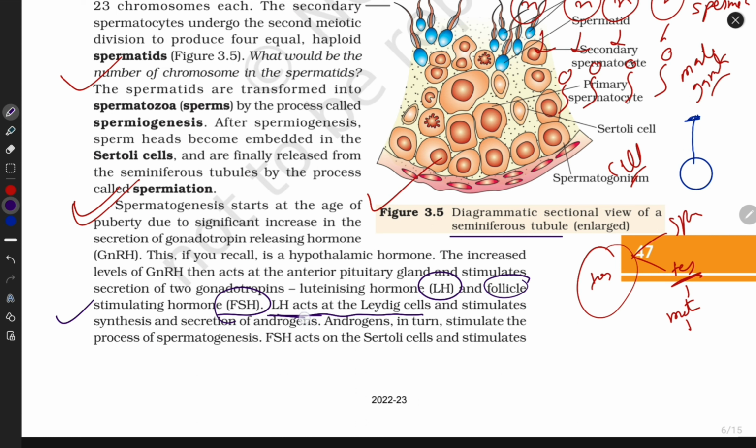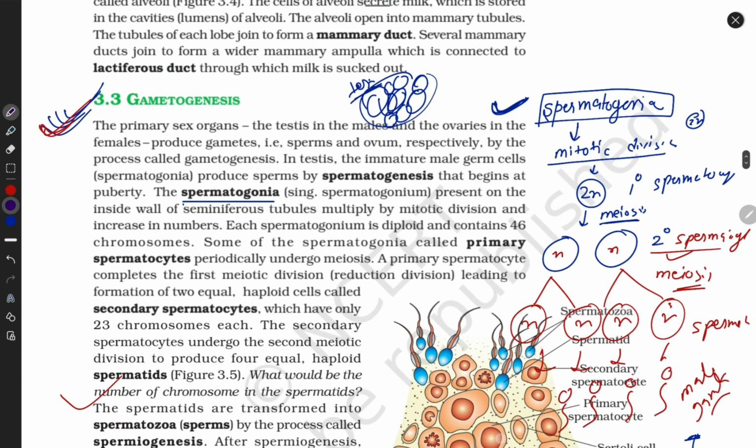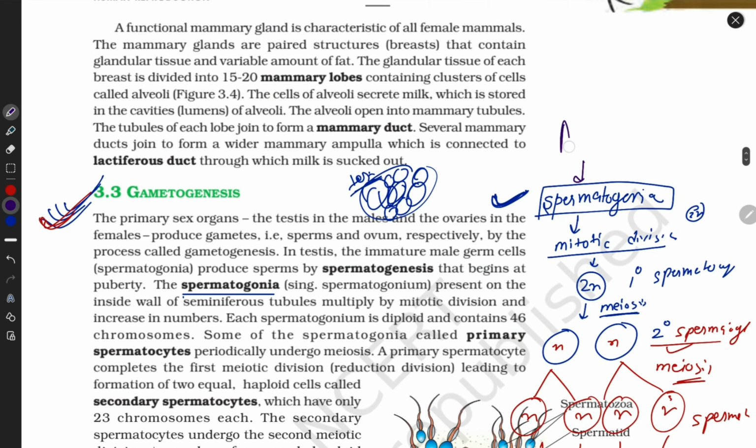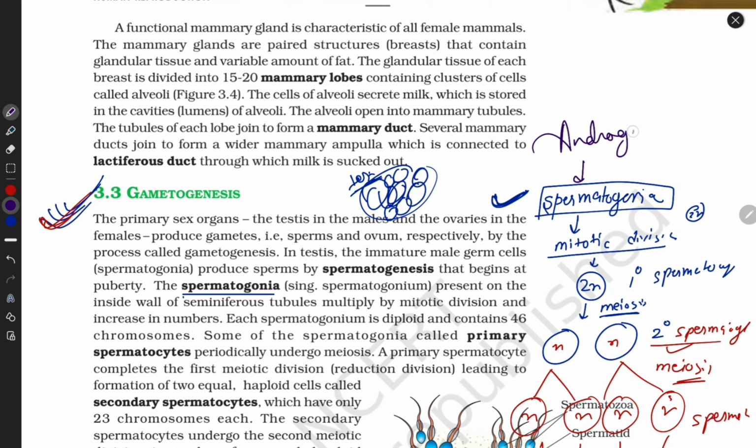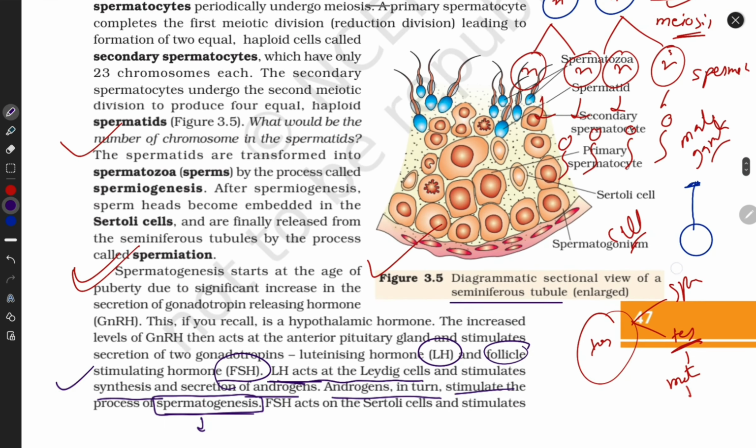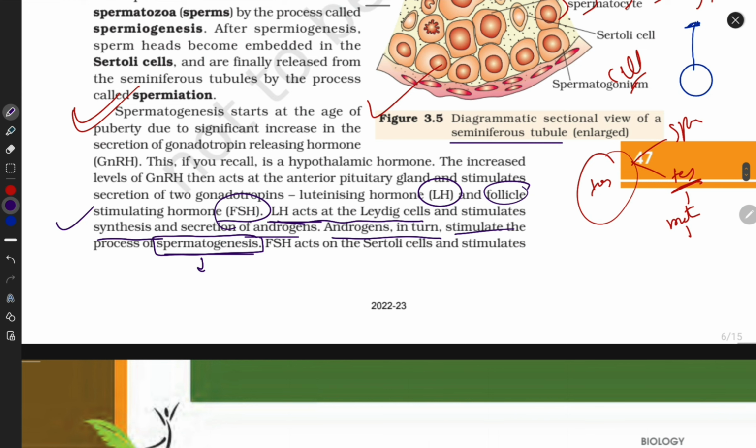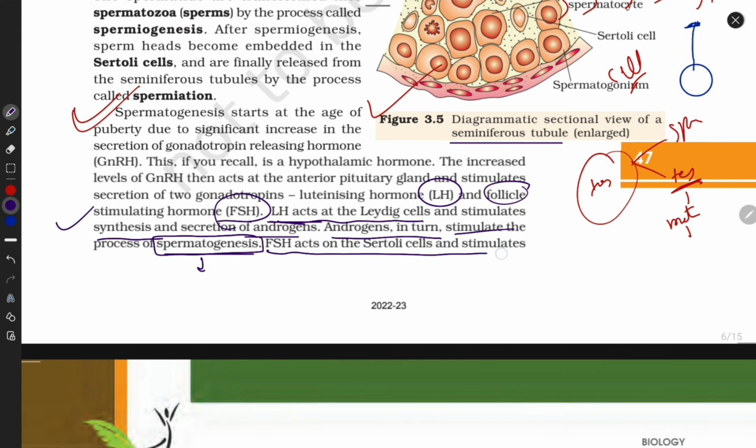Okay, so LH, what does it do? It synthesizes what? Androgen. Androgen, what does it do? It stimulates spermatogenesis. Now you understand. Spermatogenesis happens with the help of androgen, meaning this division takes place with the help of androgen, and this is what? This is the hormone. Testosterone is helpful in boy secondary characters. Okay, FSH acts on Sertoli cells.